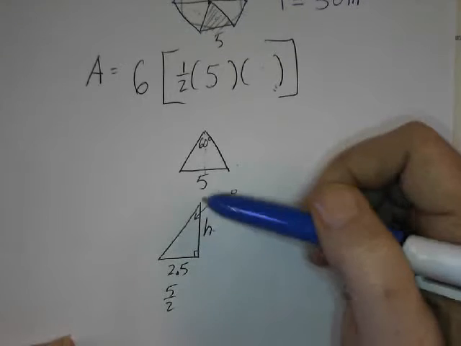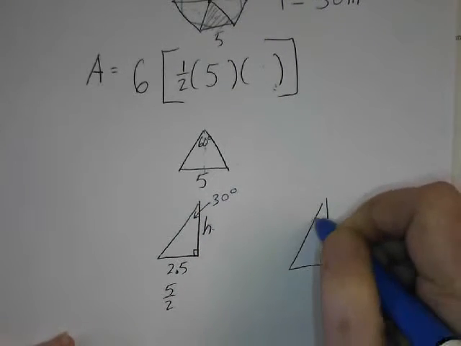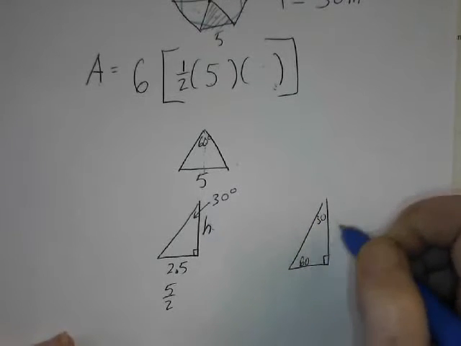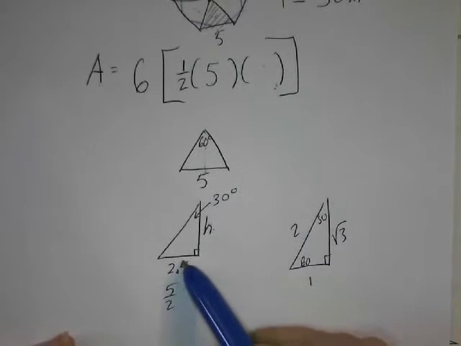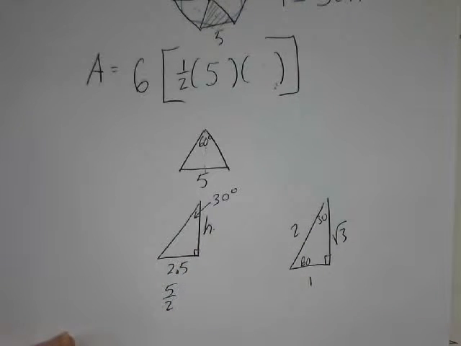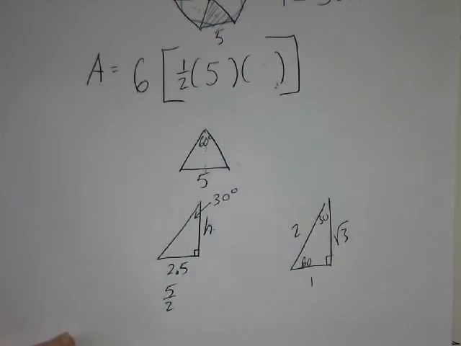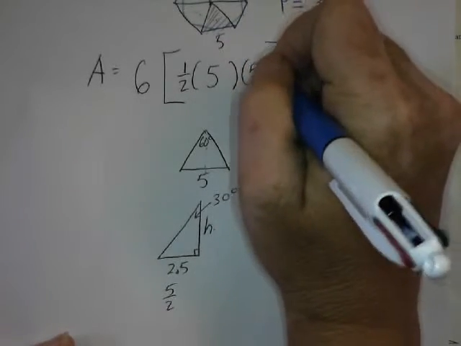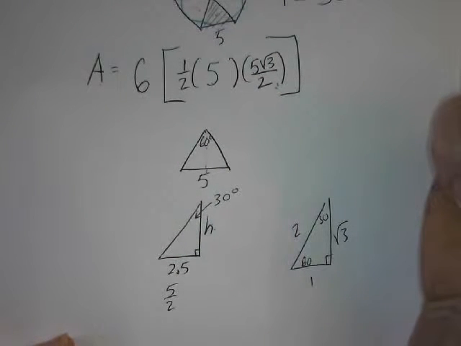The reason I know that it's root 3 is because you remember this 30, 60, 90 triangle: this is 1, this is 2, and this is root 3. So whatever that side is, the height is root 3 times that side. I'm going to call that side 5 halves, and if I multiply by root 3, I'll have 5 root 3 over 2. I'm going to use that right here. It's not the prettiest thing in the world, but it'll work.